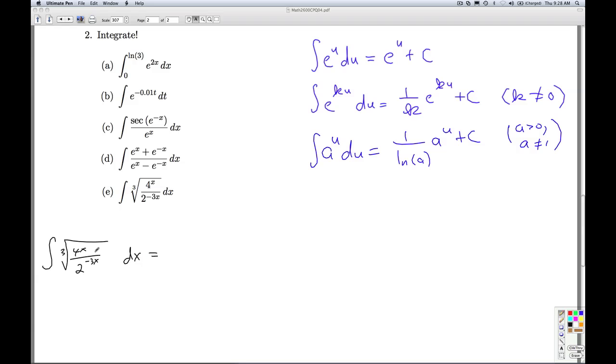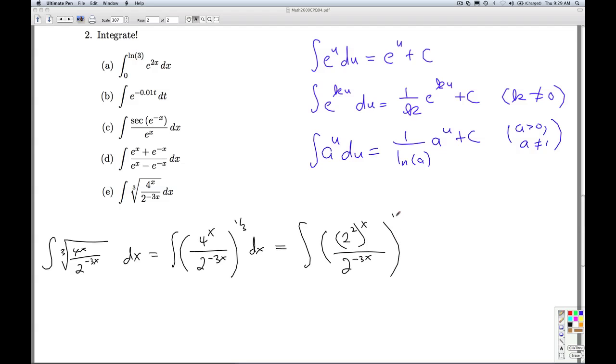So we're going to use properties of exponents to help us out. The first thing is we can rewrite that cube root as a 1/3 power. The next thing we can do is notice that 4 is a power of 2. So we'll convert that to a power of 2. 4 is 2 squared. Next, we use a property of exponents. 2 squared to the x power is the same as 2 to the 2x power.